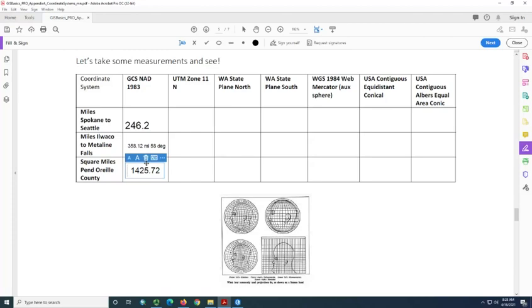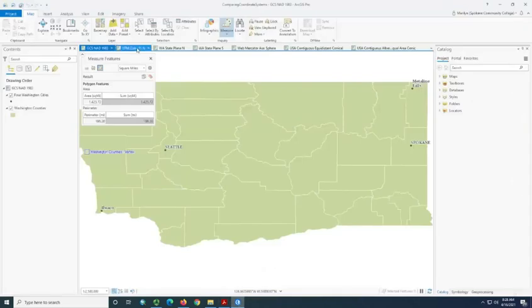Okay, interesting. Let's take a look at UTM Zone 11 North, see if there's any differences there. And then what I'll do is I'll just kind of stop the recording for a minute. I'll finish filling out the table and we'll talk about what we see so you know how to do it. You can just do it on your own. But let's do one more.